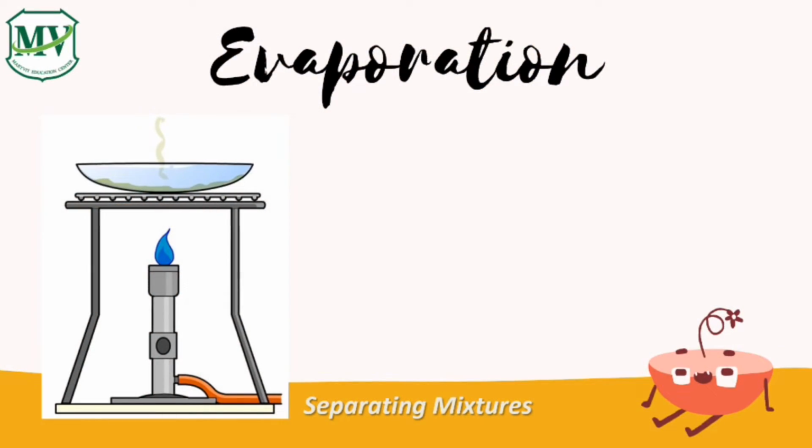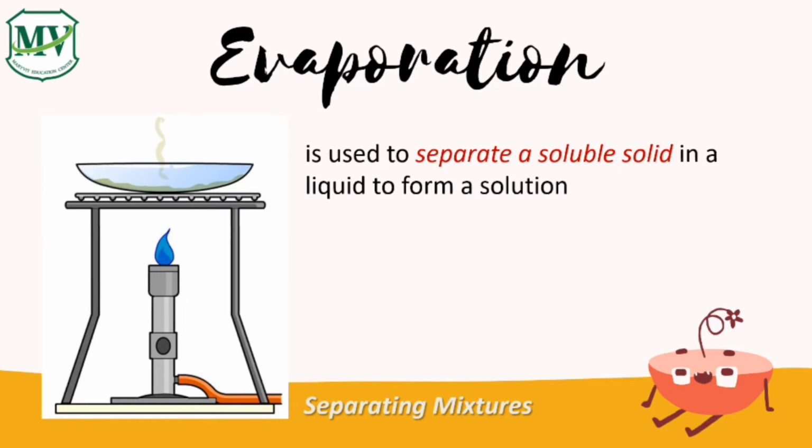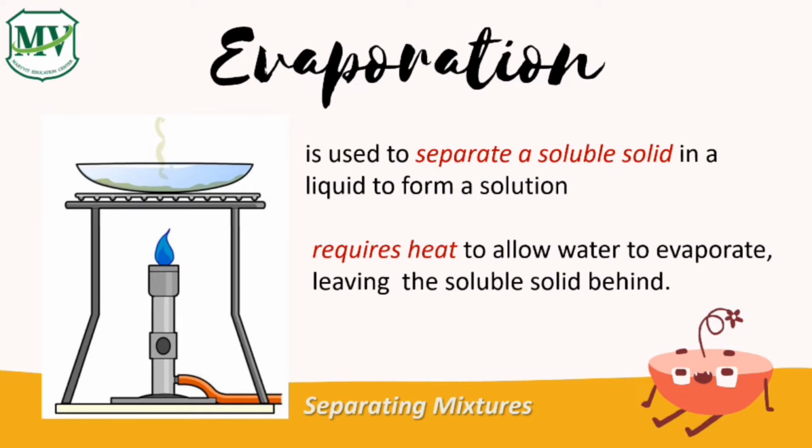Another way to separate the solid and liquid mixture is through evaporation. This method is used in separating a soluble solid in a liquid. In other words, we will obtain a solid which is completely and evenly mixed with the liquid, forming a solution. This process requires the presence of heat to make the liquid component evaporate, which leaves the soluble solid behind.